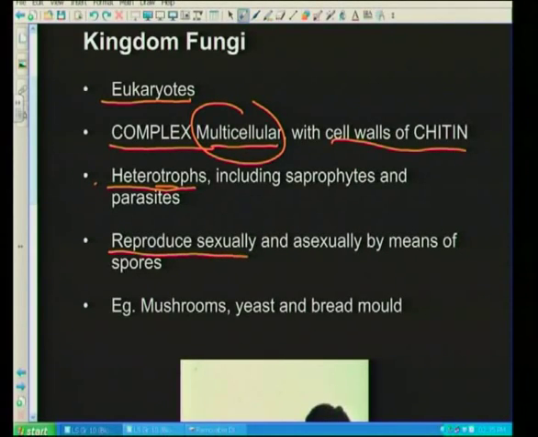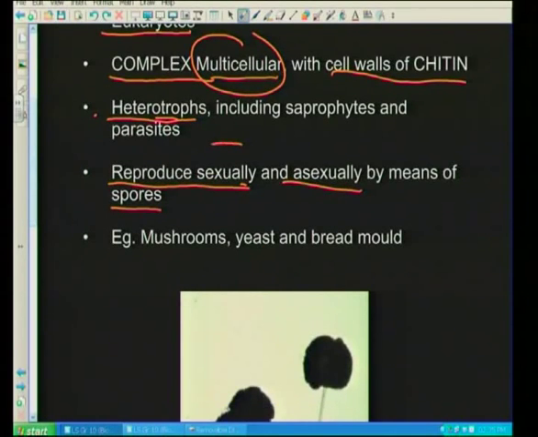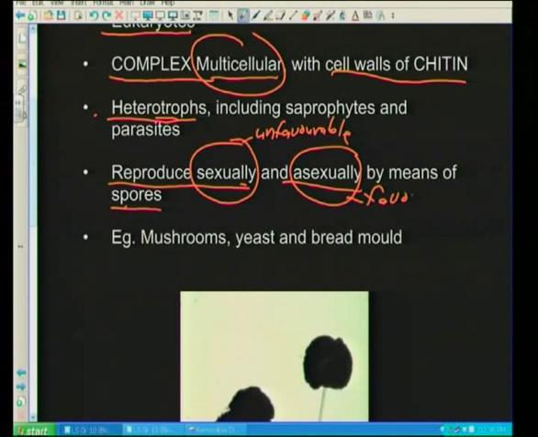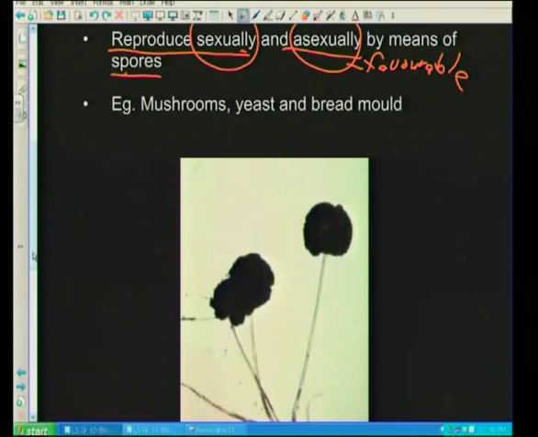Fungi also reproduce sexually and asexually by means of spores. Normally when fungi reproduce sexually, it's under unfavorable conditions. When fungi reproduce asexually by means of spores, it's normally under favorable conditions. Examples of fungi are the mushrooms, the yeast, and the bread mold.